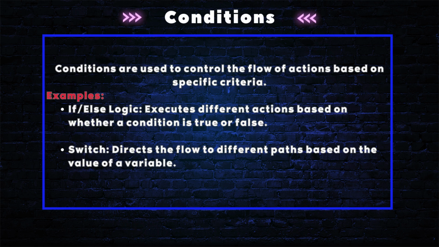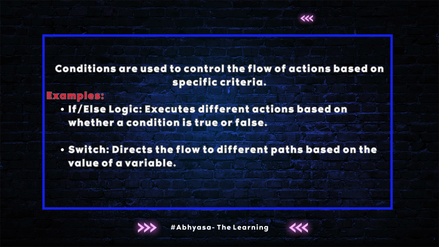Conditions are used to control the flow of actions based on specific criteria. Examples: if-else logic executes different actions based on whether a condition is true or false. Switch directs the flow to different paths based on the value of a variable.